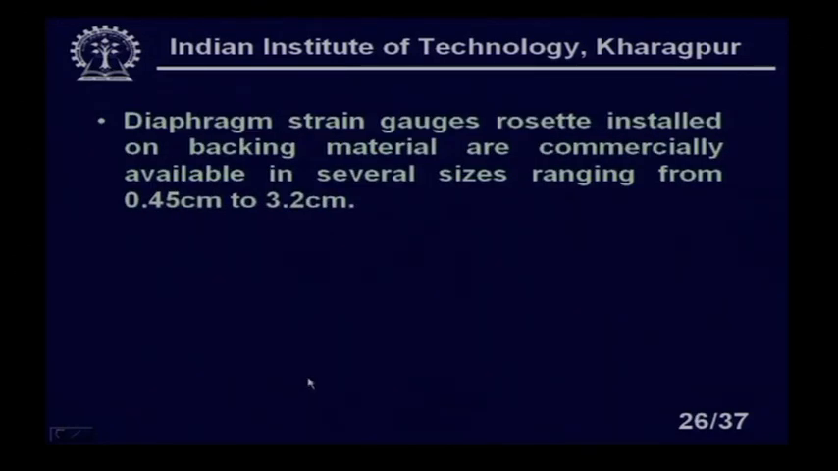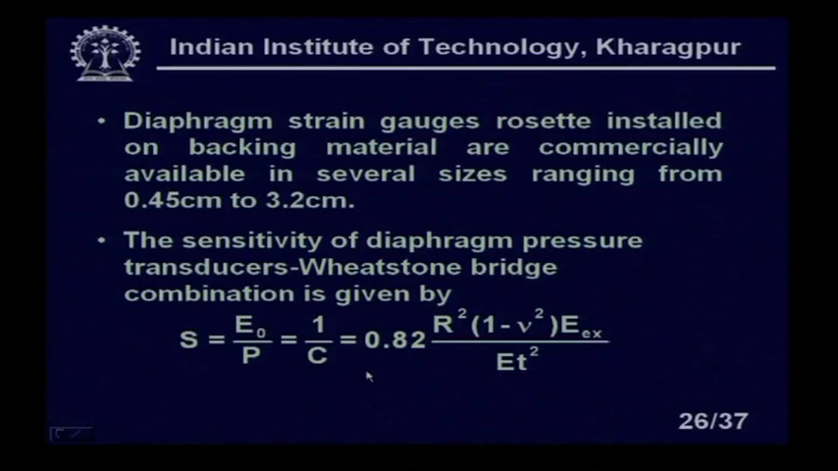Diaphragm strain gauge rosettes installed on backing materials are commercially available in several sizes ranging from 0.45 centimeter to 3.2 centimeter. The sensitivity of the diaphragm pressure transducer Wheatstone bridge combination is given by S equal to E naught by P, equal to 1 by C, equal to 0.82 R square (1 minus nu square) Ex upon E t square. You know that you can measure this deflection by the LVDT also, but we are not discussing that. We are discussing the strain gauges. So, this is the sensitivity.